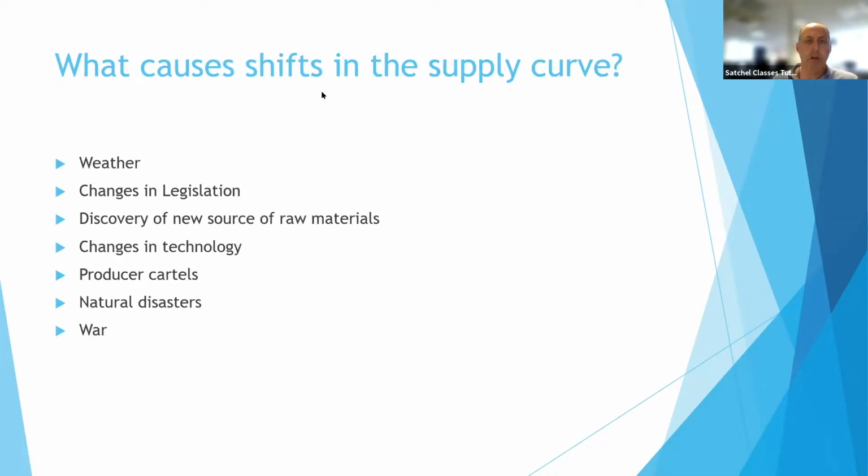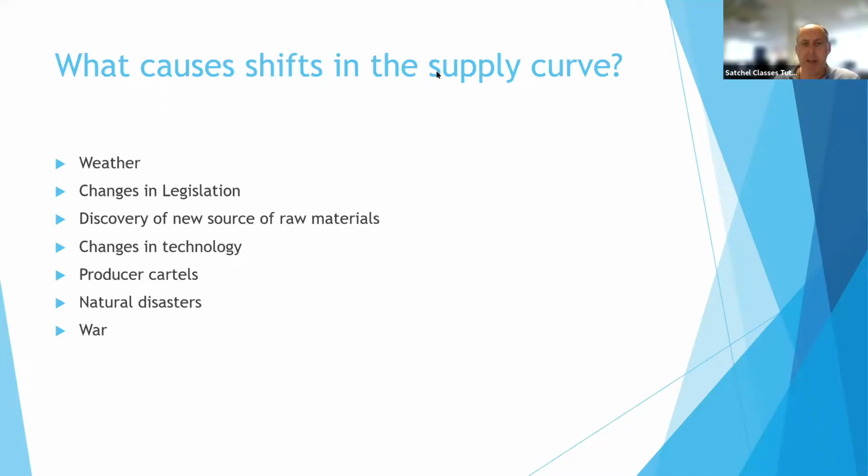So what can cause a shift? Not contraction or extension, a shift. Actually moving that curve around. Weather, changes in legislation, discovery of new resources or a new source of raw materials, changes in technology, producer cartels, natural disasters and war.